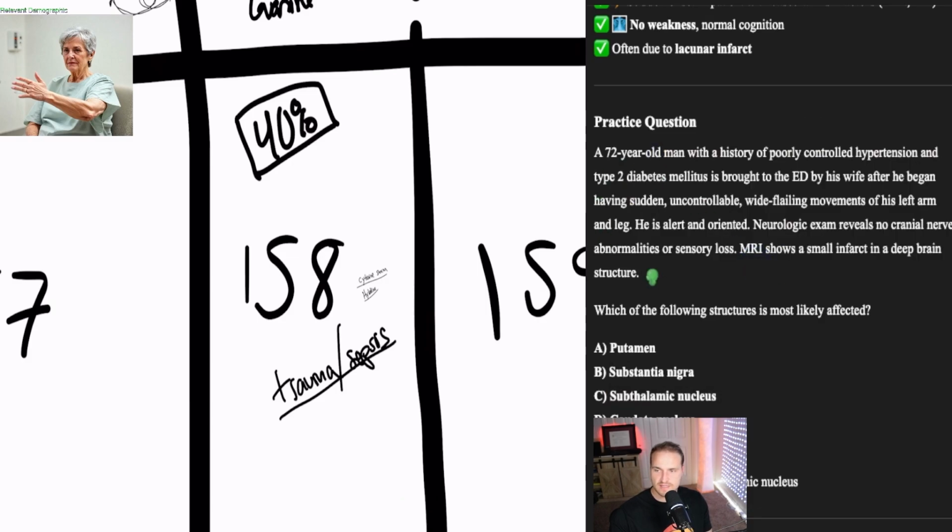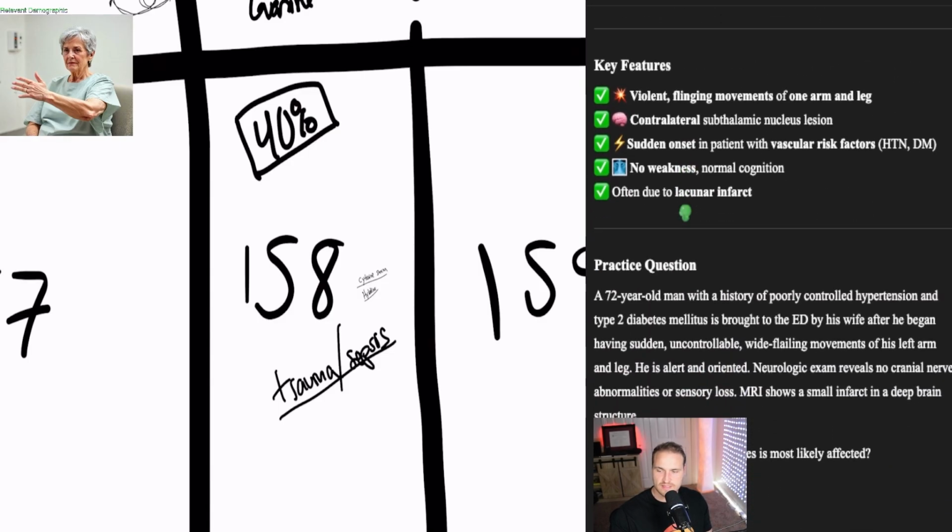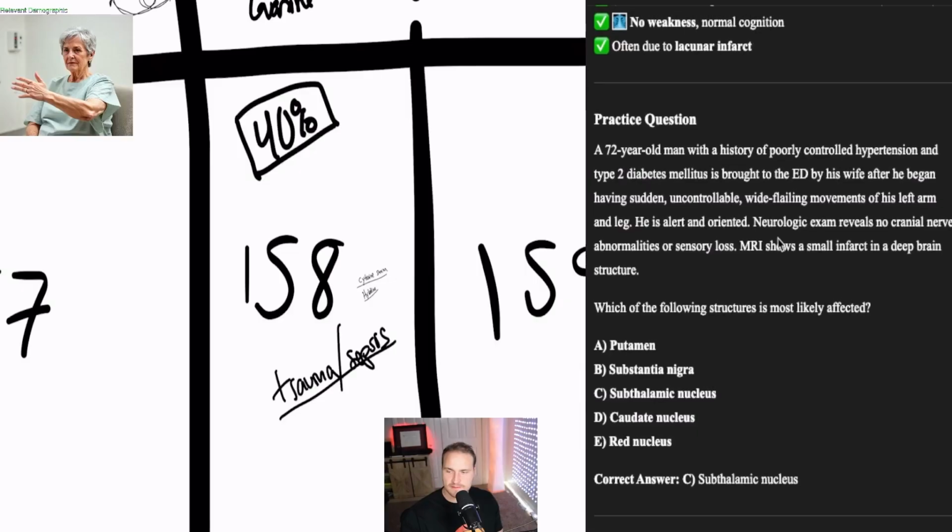It inhibits things through the indirect pathway. And so if you lose that inhibition, then that causes uncontrolled movement. And this is often due to lacunar strokes in the setting of hypertension and diabetes. So here are the associations, but the answer is going to be C, the subthalamic nucleus. So you can see it right there.